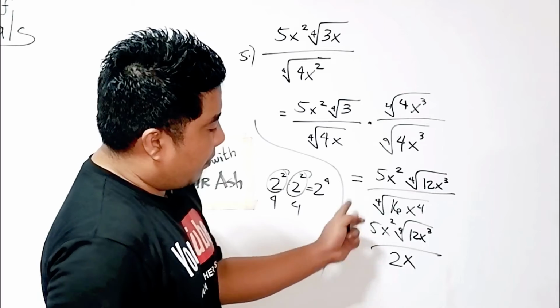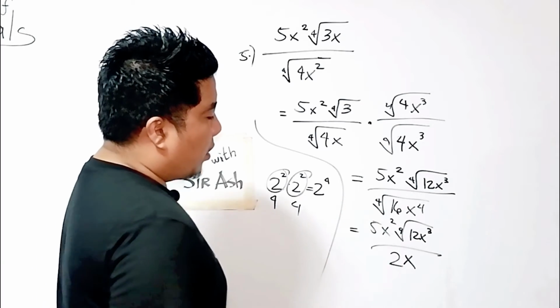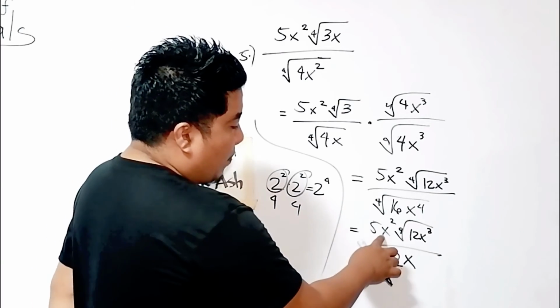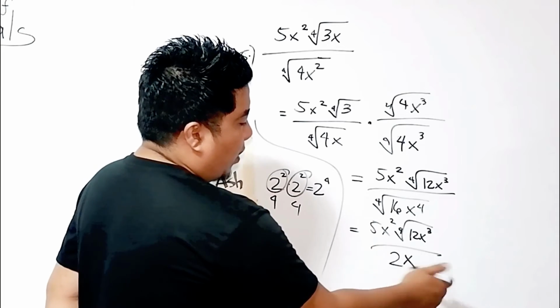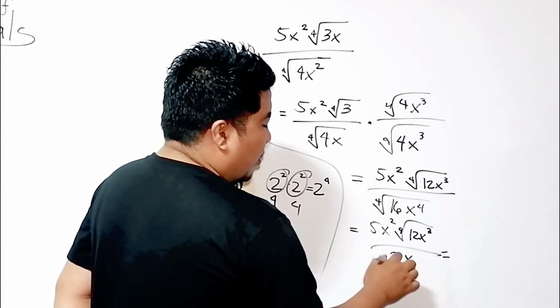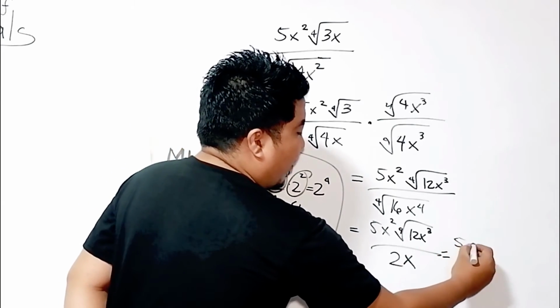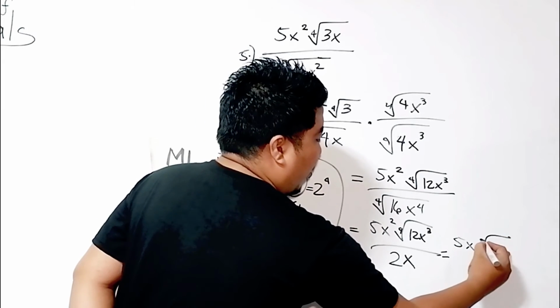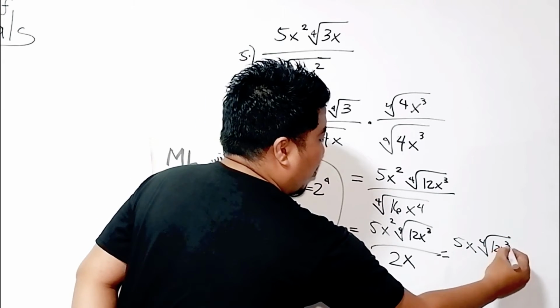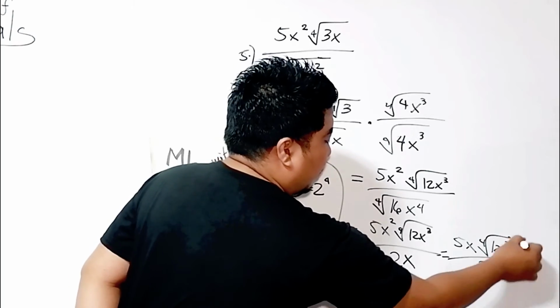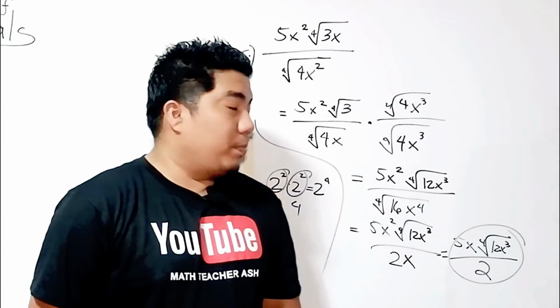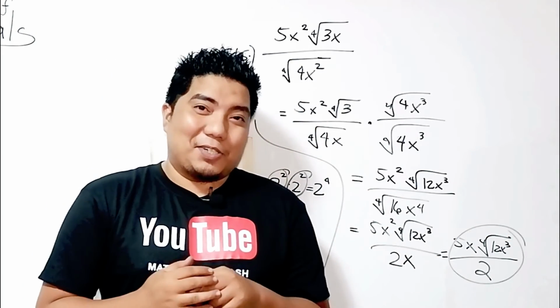Now, can we still simplify this expression? Okay, we can still simplify this because x here is outside, x is also outside. We can cancel them, so that will become 5x, 4th root of 12x cubed over 2. And that will be your final answer.